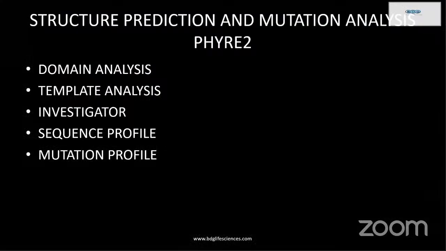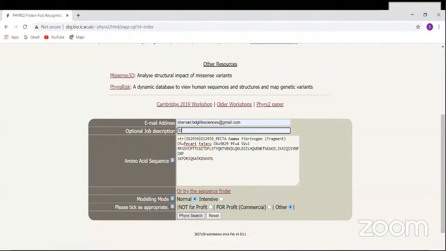Then the next part is structure prediction and mutation analysis by Phyre2. The first part is domain analysis, then template analysis, then investigator, then sequence profile and mutation profile. So how do we use this structure prediction and mutation analysis tool, Phyre2? Phyre2 is also one of the very important and interesting tools to use. It is also very extensive in information.